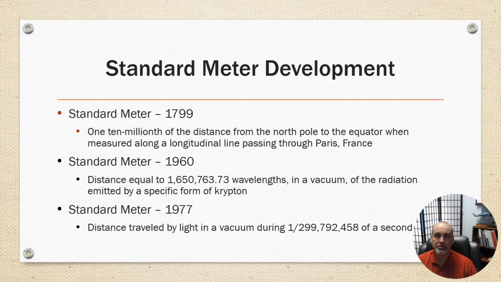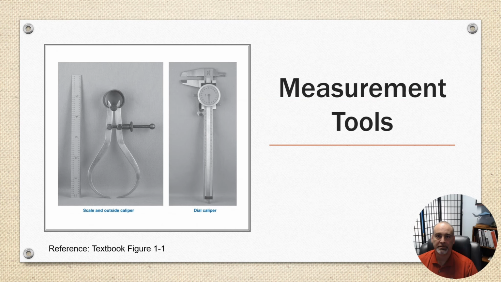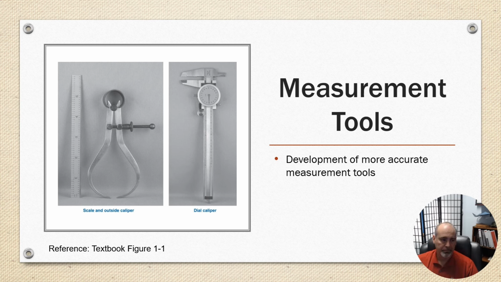So our ability to measure increased in accuracy dramatically, going from 1799 to 1960, and then even another fold of accuracy from 1960 to 1977. This also allowed measurement tools to increase in accuracy. Before the metric system or decimal system, you'd be using that scale there and outside or inside calipers to measure things. You're transferring the numbers. You're lucky to get plus or minus 30 thousandths or a 32nd of an inch using that method.